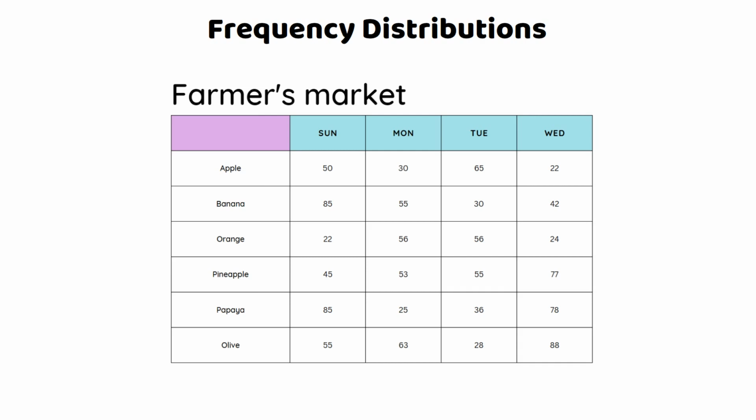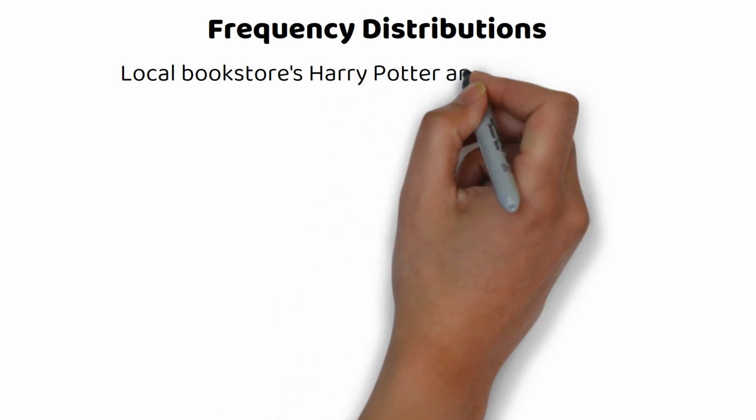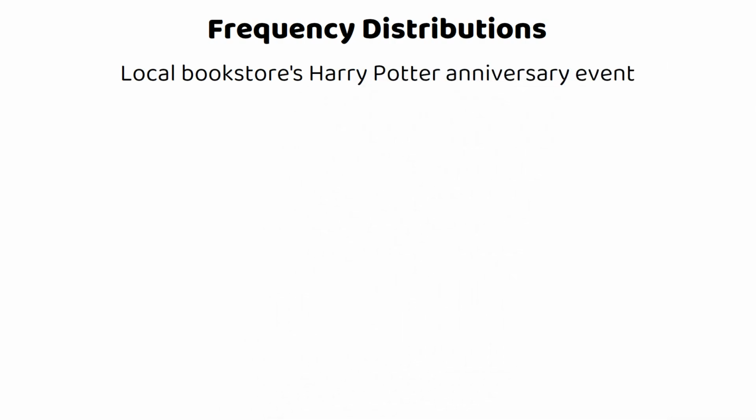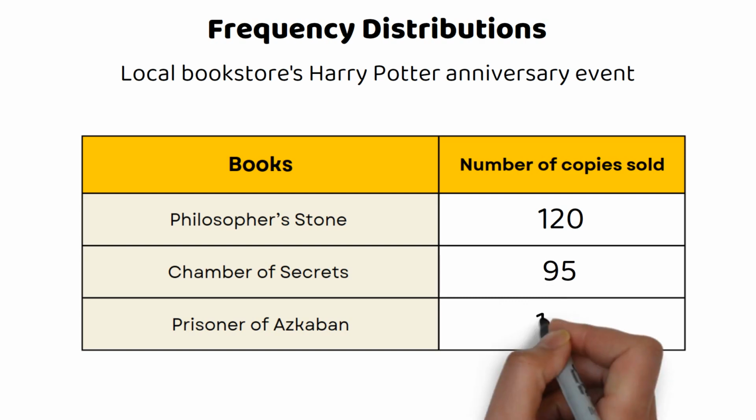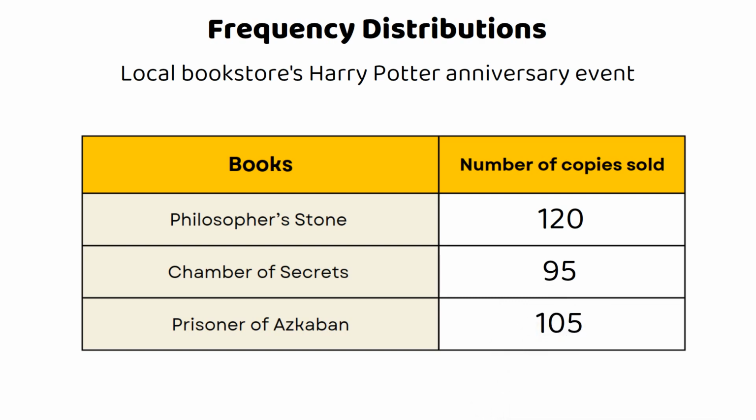Think of a bustling farmer's market. A frequency distribution would neatly indicate how many apples, bananas, cherries, etc. were sold. For example, at a local bookstore's Harry Potter anniversary event, they sold different series books in the following numbers: Philosopher's Stone 120, Chamber of Secrets 95, Prisoner of Azkaban 105. A frequency distribution would tabulate these sales figures, providing an organized view of which books sold how many copies.